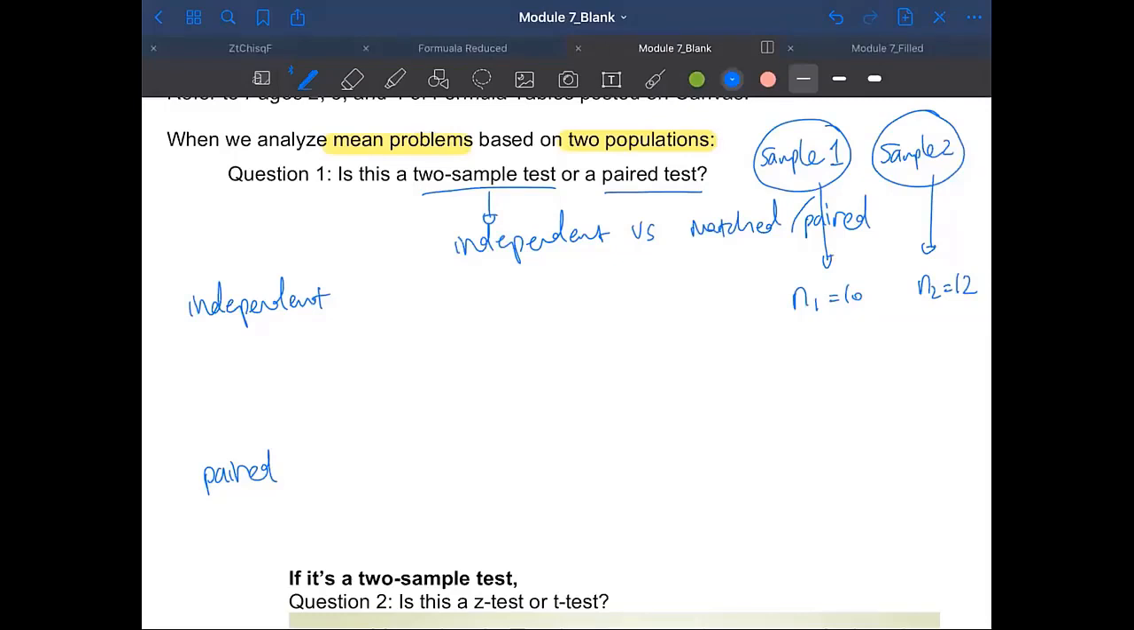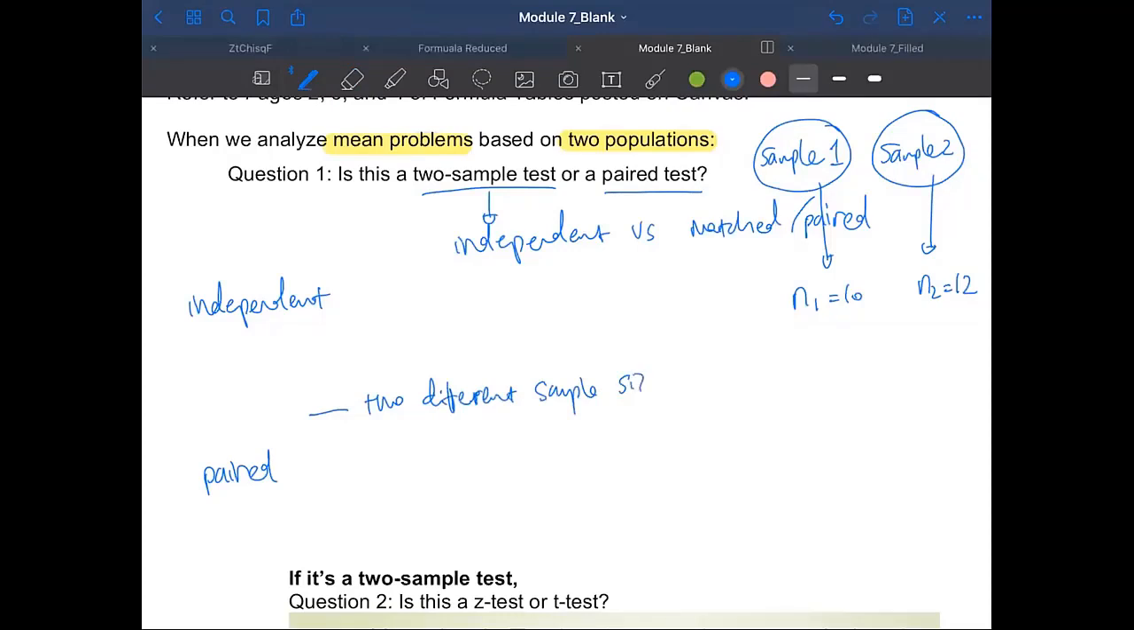It's independent because the sample sizes are different. You have two different samples. So most likely, I wouldn't say 100% of the time, they are gonna be independent samples. So for independent samples, one key to notice is that you have two different sample sizes.